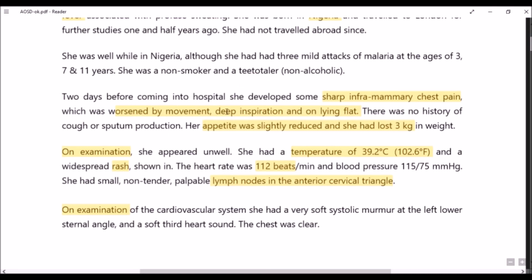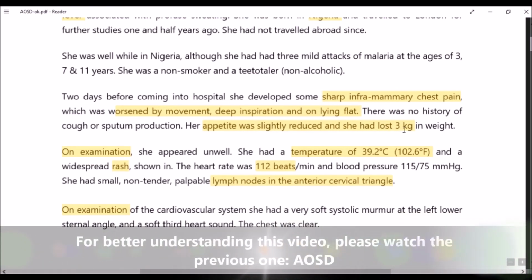2 days before coming into the hospital, she developed some sharp inframammary chest pain, which was worsened by movement, deep inspiration, and lying flat. All right, maybe you can think, this is pericarditis. Yes, this is SLE, no doubt. There was no history of cough or sputum production, appetite was slightly reduced, lost 3 kg. Once again, you can think, all right, okay, SLE can cause that.